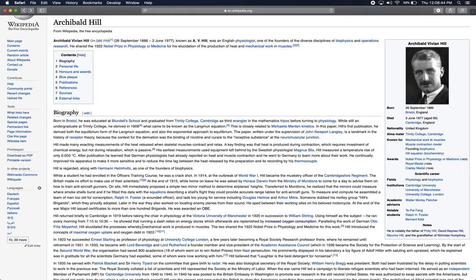Hill also had a keen interest in exercise and in sports. He was an avid runner himself, and he did some of the earliest studies on limitations to human performance during exercise. He had a very long career. He was active as a scientist from the late 1910s up until he retired at around age 80, in the late 1960s.